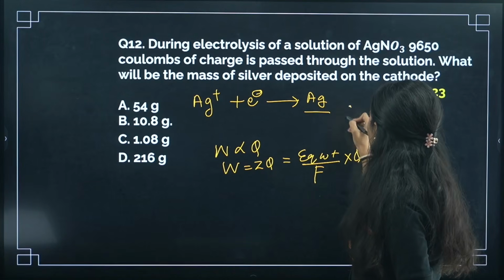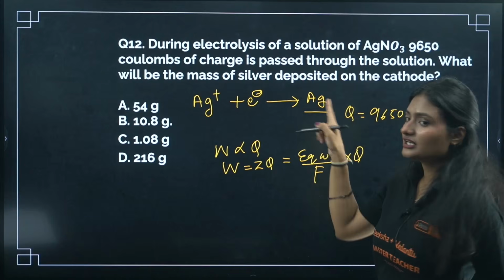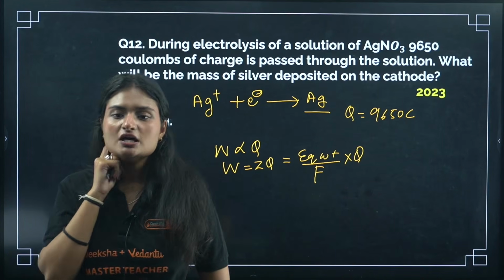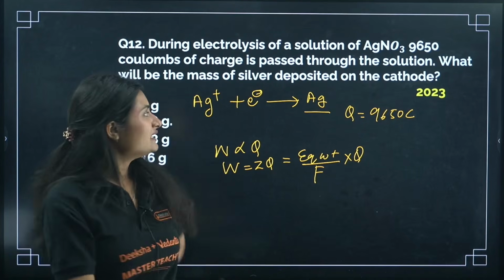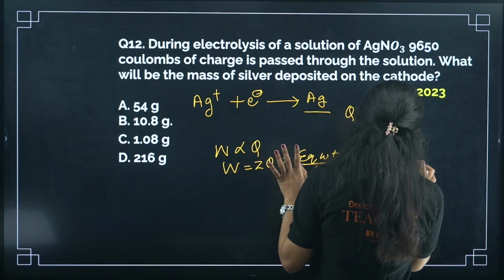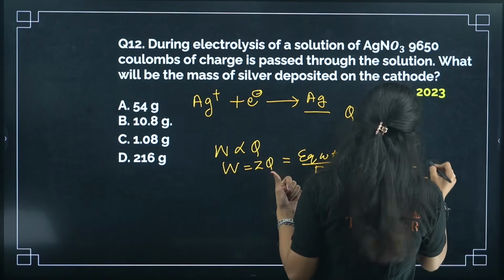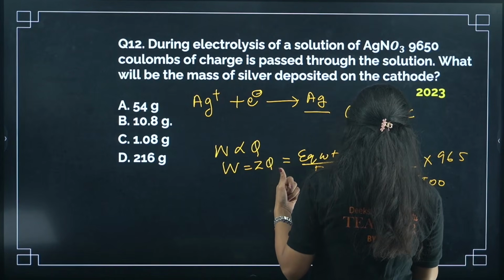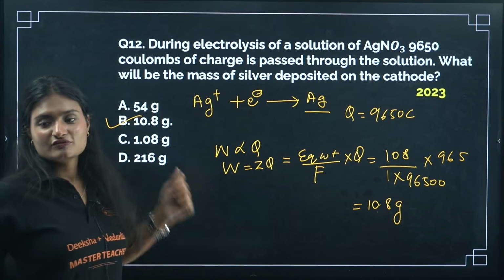Now the value of Q is given. Q is 9650 coulomb. Equivalent weight is molar weight by n factor. So for silver, the molar weight is 108 gram, we all know. N factor is 1, as only 1 electron is involved in this equation. So I'll just write it 108 by 1 times 96500, that is the value of Faraday, times 9650. So if I calculate it, the answer will be 10.8 gram, which is option B.